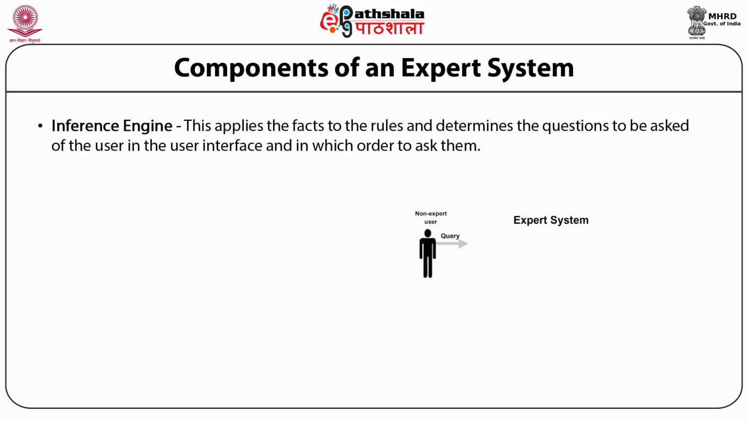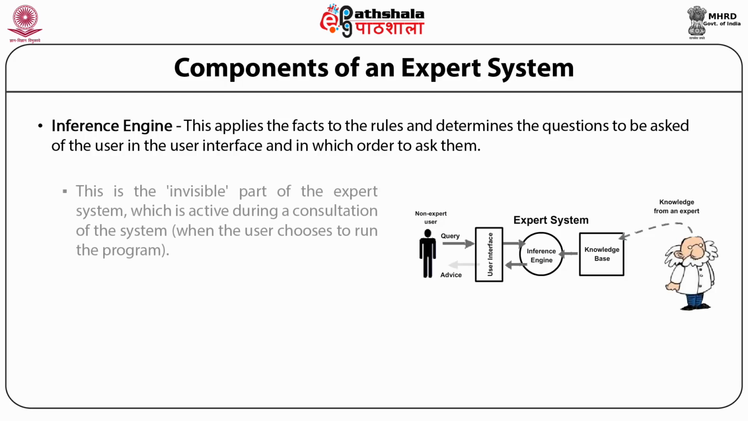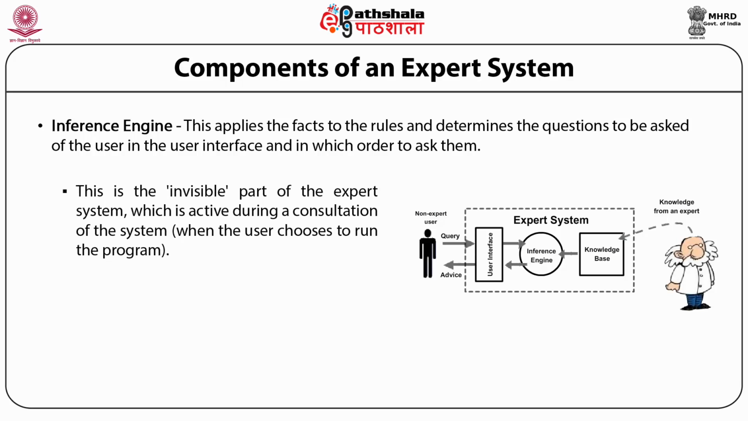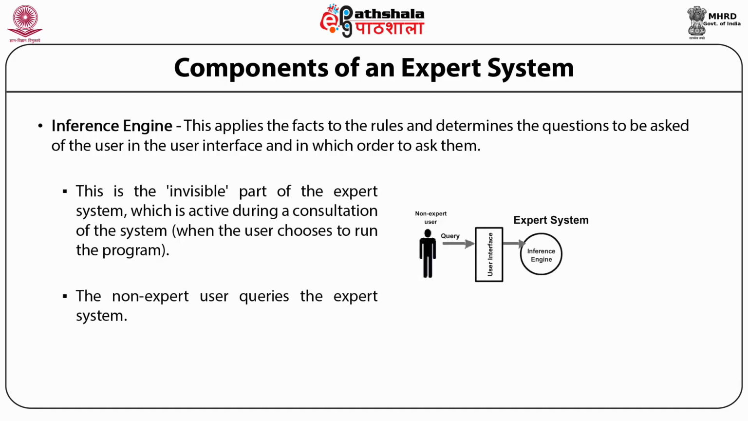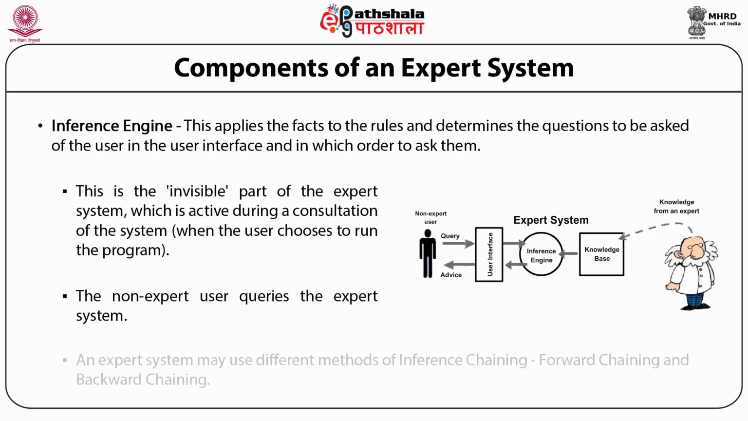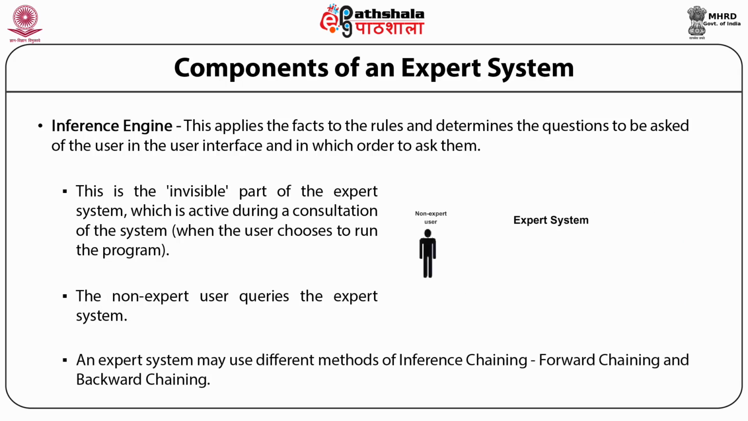The inference engine. This applies the facts to the rules and determines the questions to be asked of the user in the user interface and in which order to ask them. It is the invisible part of the expert system which is active during a consultation, when the user chooses to run the program. The non-expert user queries the expert system, either by asking a question or by answering questions asked by the expert system. An expert system may use different methods of inferencing, like forward chaining and backward chaining.